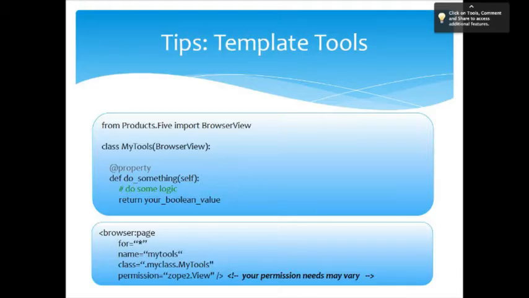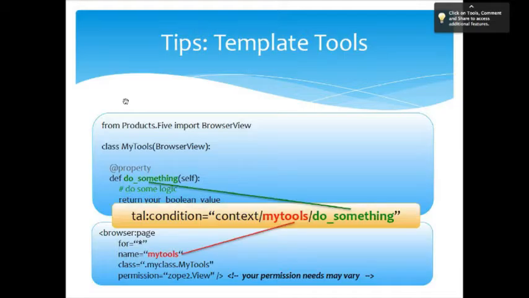So how do you actually use this tool? You can use it like this. tal:condition, again with context, context/myTools, which is what you named your class. Not the class, I'm sorry, the name that references back to your browser view. And then you call the method that you just created, doSomething. This will trigger your tool.